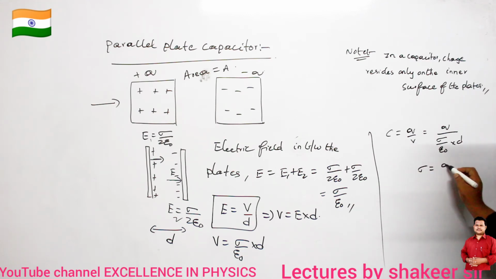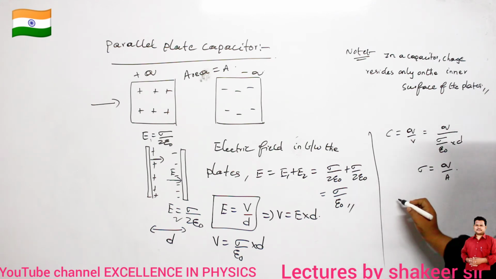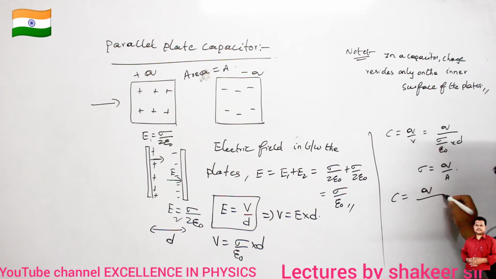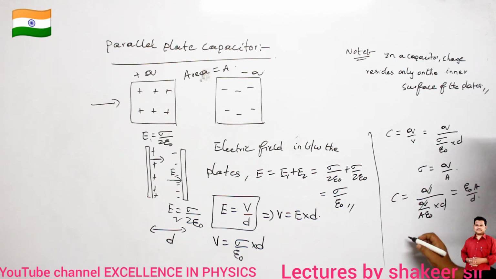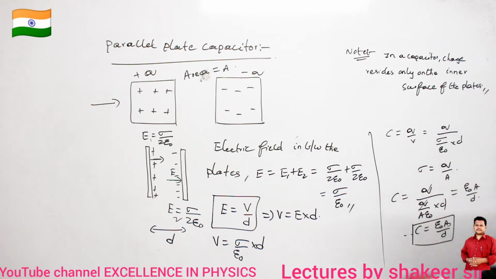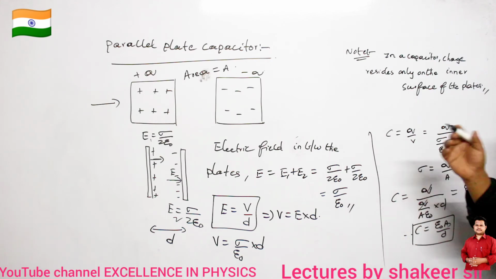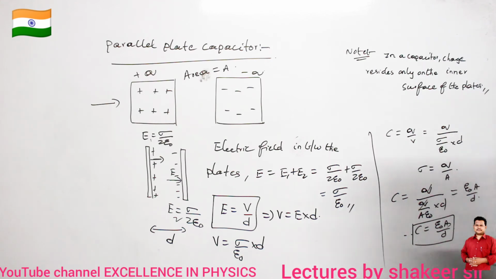Then what is meant by sigma? Sigma is the surface charge density, charge per unit area. So C equals Q divided by, instead of sigma, I can write Q by A into epsilon naught multiplied by D. So Q and Q get cancelled, and A into epsilon naught goes to the numerator. So C equals epsilon naught A divided by D. This is the equation of capacitance for parallel plate capacitors. A is the area of the plates, D is the distance between the plates.